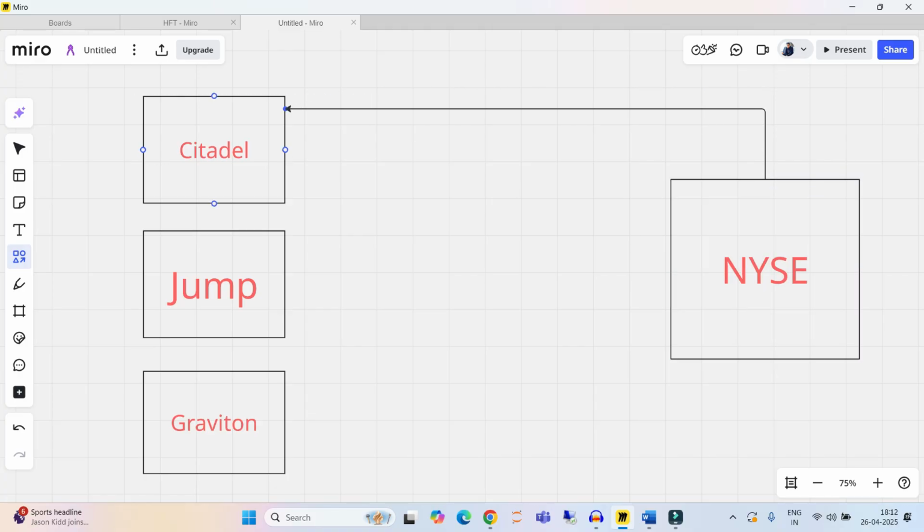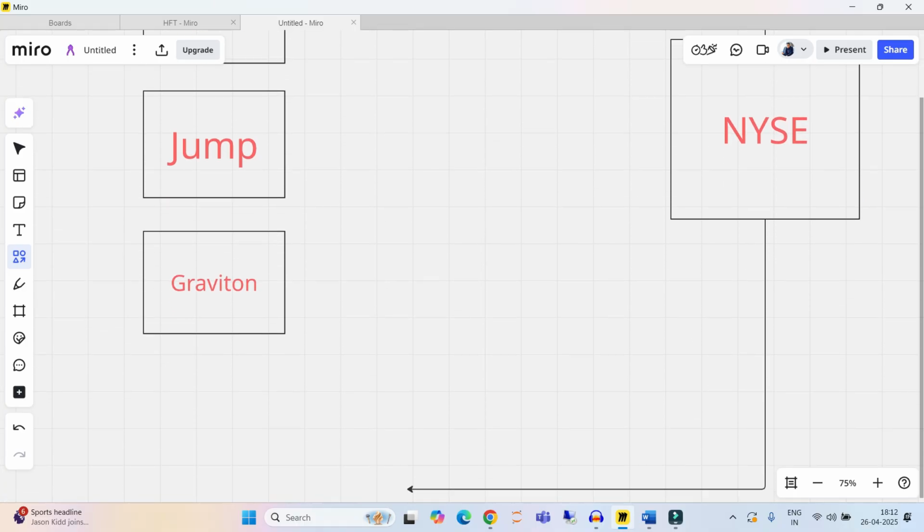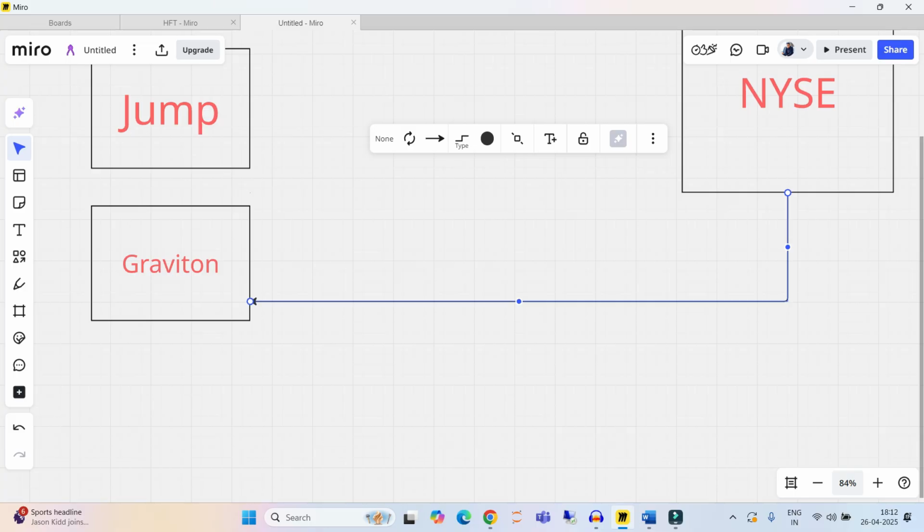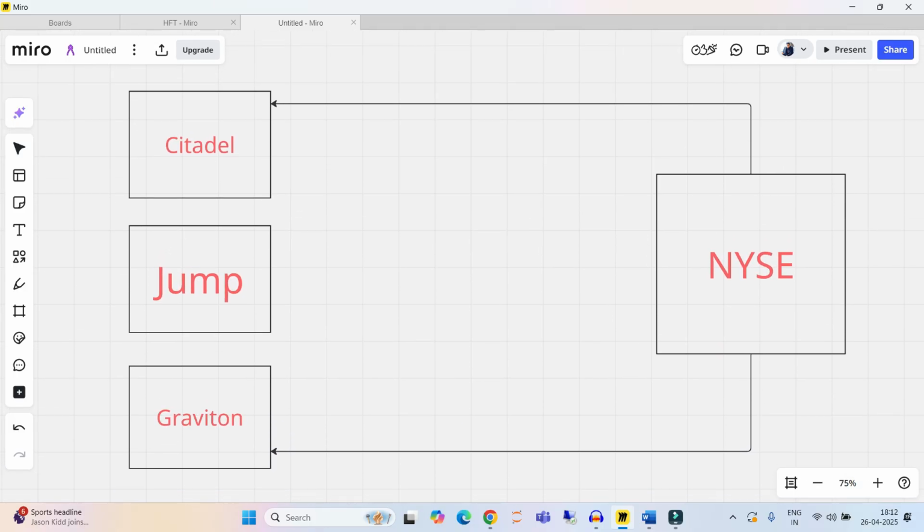Let's take an example, and try to understand this. I'm explaining these things in as simple a way as I can. Let's say the data is coming from NYSE and reaching Citadel, and the same goes to Graviton as well, and the same goes to Jump Trading. The data coming from the New York Stock Exchange goes directly to Citadel, Jump Trading and Graviton Research. Once the data reaches these high frequency trading firms, the time will be exactly the same. There will be no delay, no time difference.